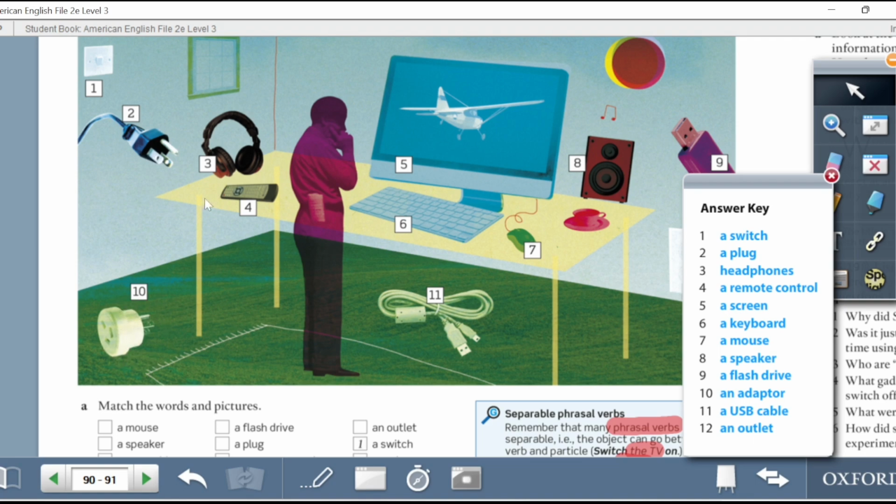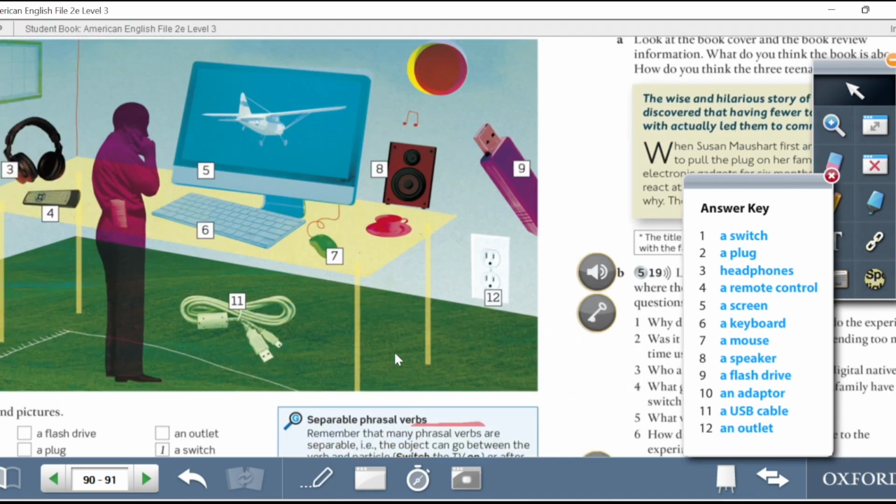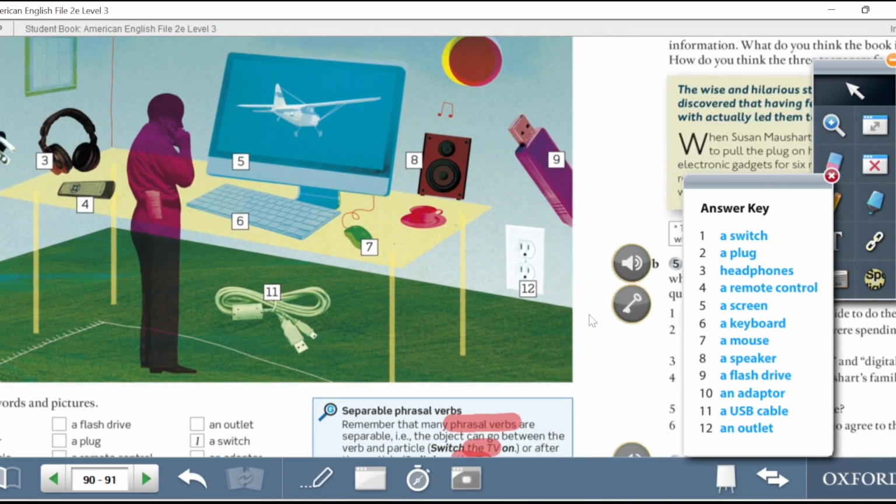An adapter. number 3 headphones. Headphones. number 4 a remote control. A remote control. number 5 is a screen. A screen. number 6 نگاه کنین is a keyboard. میدونید دیگه. number 7 is a mouse. Is a mouse. And number 8 is a speaker. A speaker. number 9 is a flash drive. Is a flash drive. و number 10 an adapter. An adapter. And number 12 is an outlet.